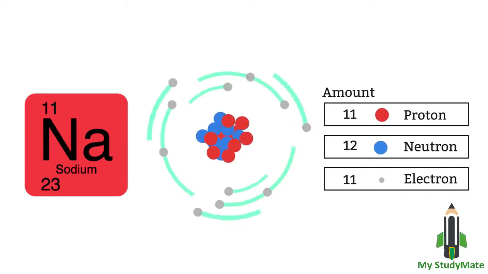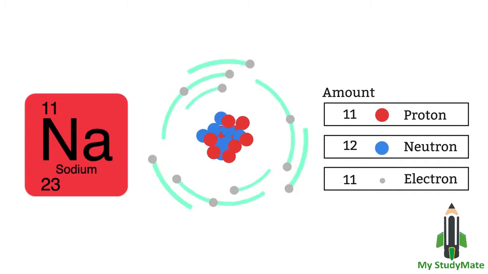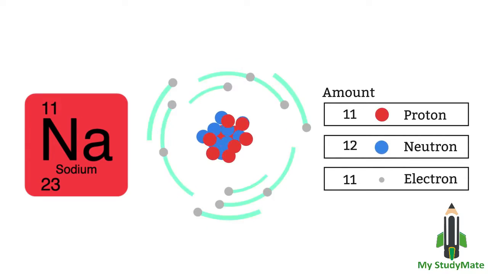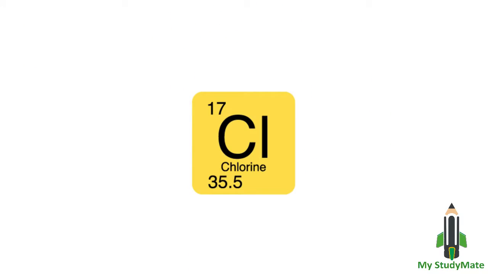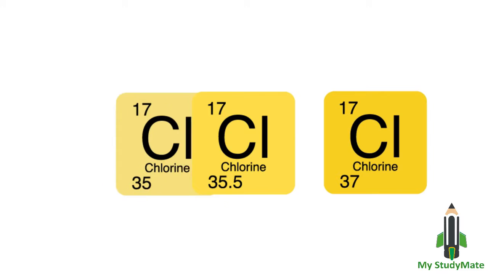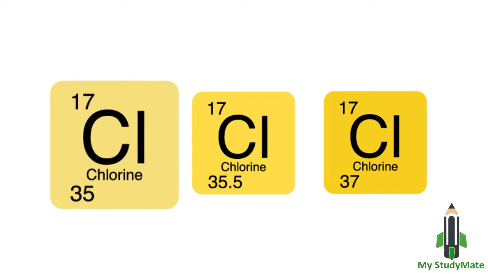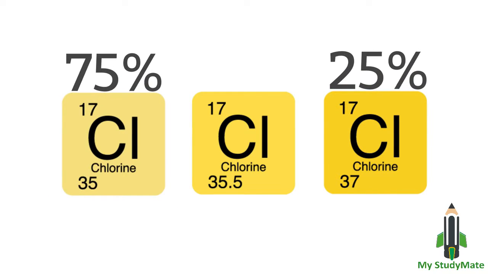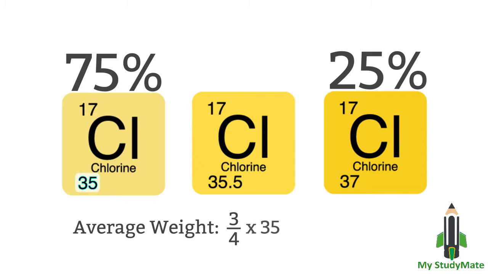The atomic mass number in the periodic table is not always a whole number. It is an average of different isotopes weighted according to their abundance. For example, the atomic mass of chlorine is 35.5. There are two common isotopes of chlorine, chlorine 37 and chlorine 35. Chlorine 35 is 3 times as common as chlorine 37. So the average weight is 3/4 times 35 plus 1/4 times 37, which gives 35.5.